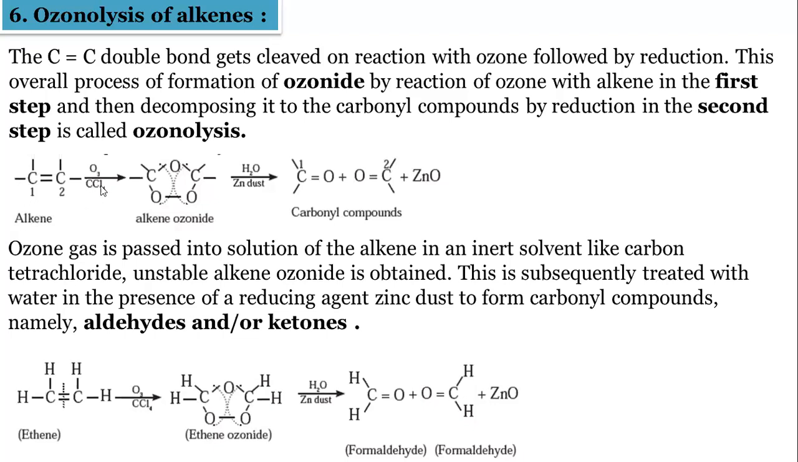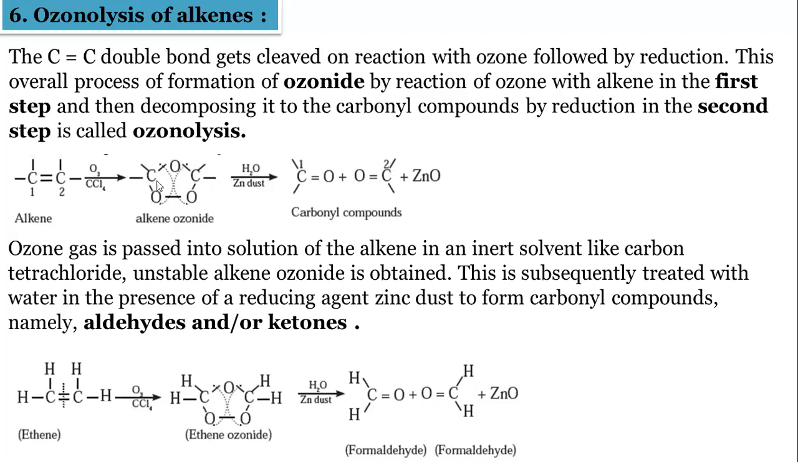We can take carbon tetrachloride or hexane as the solvent. In this example, CCl4 is taken. CCl4 is carbon tetrachloride; we can see four chlorine atoms attached to only one carbon. So the first step is that an alkyl ozonide is formed.